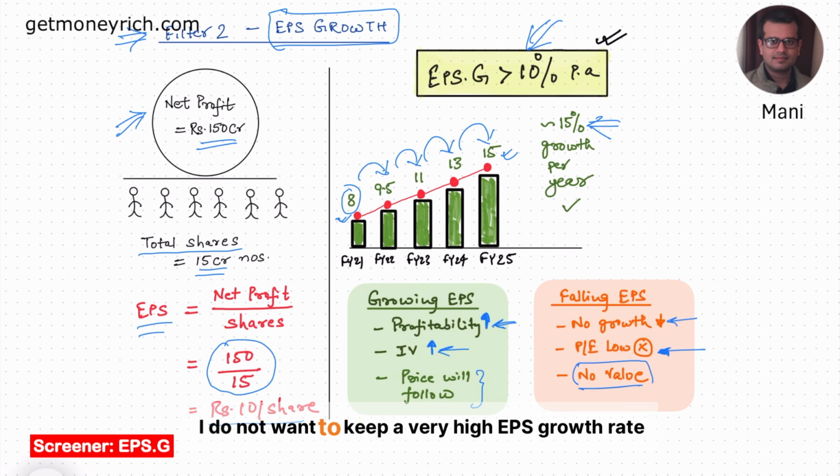I do not want to keep a very high EPS growth rate, because sometimes even good companies need to dilute their shares to get some funds from the market. So EPS growth rate need not be very fast, but even if it is growing at a 10% rate, I think it should be good enough for us.